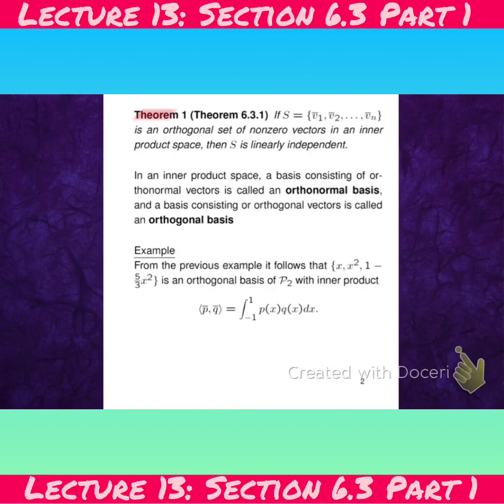Right, next up we've got Theorem 1, which says that if you've got a set of vectors that happens to be orthogonal, and these vectors are all non-zero in an inner product space, then S must be a linearly independent set. So if they're orthogonal, automatically they're going to be linearly independent. And again, we need this result for the most important results in this section. So let's just quickly look at why this is the case.